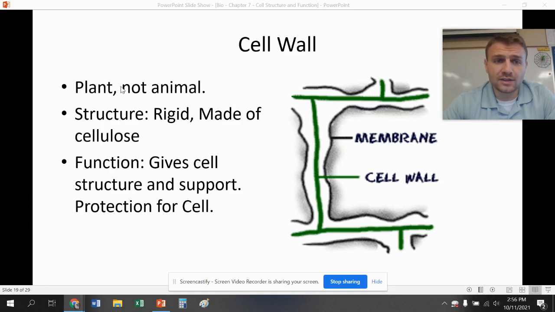So again, we don't have a cell wall, it's only in plant cells. The structure is made of a rigid substance that's actually called cellulose, and this cell wall is outside of the membrane, and it gives support and structure to the cell. It's what makes trees and plants able to grow really, really tall, but this is added protection and added structure for plants. Again, we find this in plants, not animals.